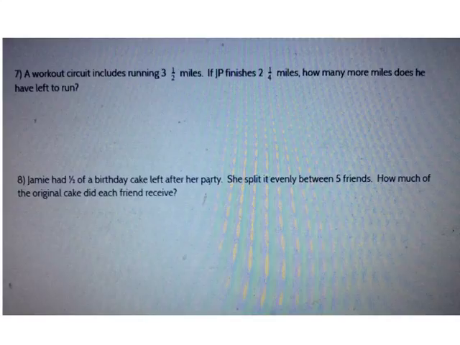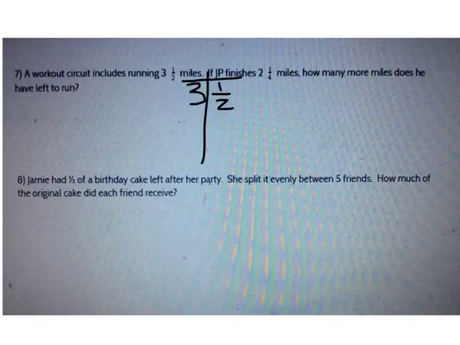Let's do another. A workout circuit includes 3 1/2 miles of running. If JP finishes 2 1/4 miles, how many more miles does he have left to run? What operation should I use to solve this problem? I should subtract 3 1/2 minus 2 1/4.